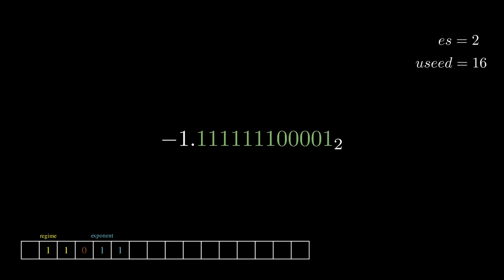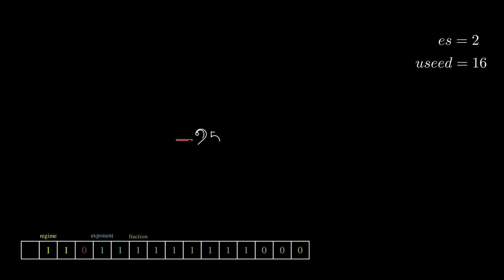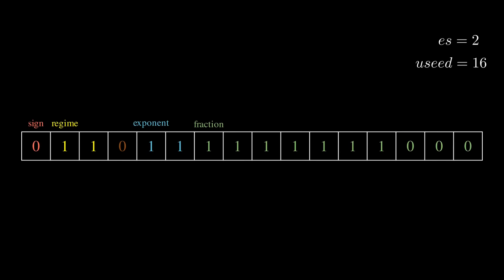Our fraction is the remaining bits behind the dot. Any additional bits get cut off. Lastly, we convert the number into negative format using 2's complement. And voila! There's our final posit.